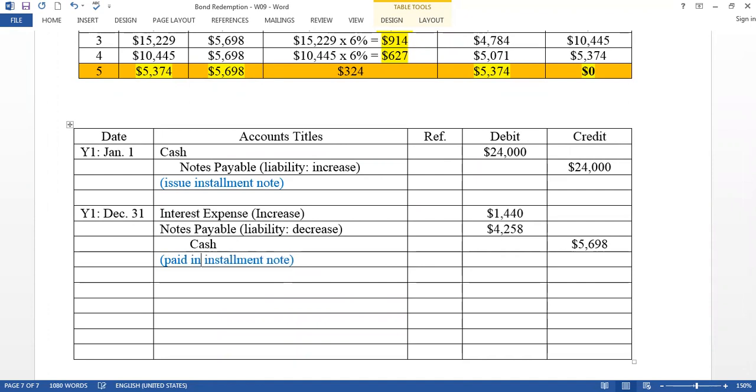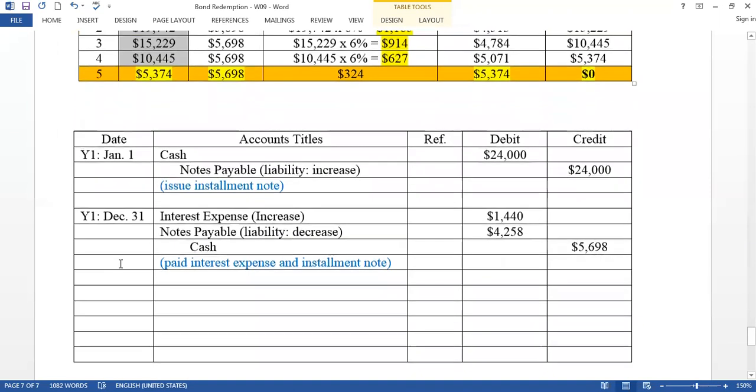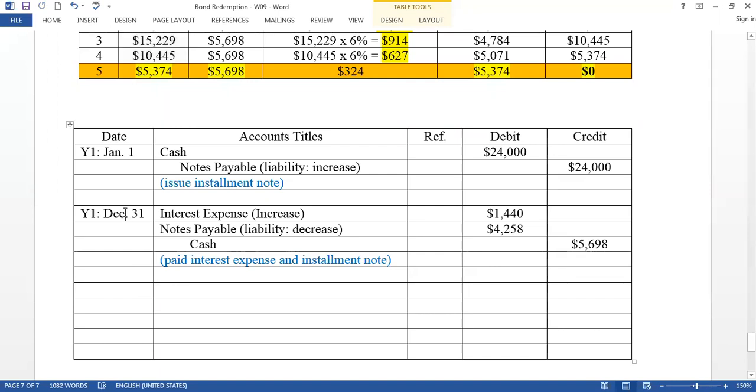Paid interest expense and installment note. So you paid some installment on the note and you paid interest expense. Now I'm going to show you the journal entry for year 5. If you understand year 1, then year 2, year 3, year 4, and year 5 are all the same. I'm going to show you only year 1 and year 5.